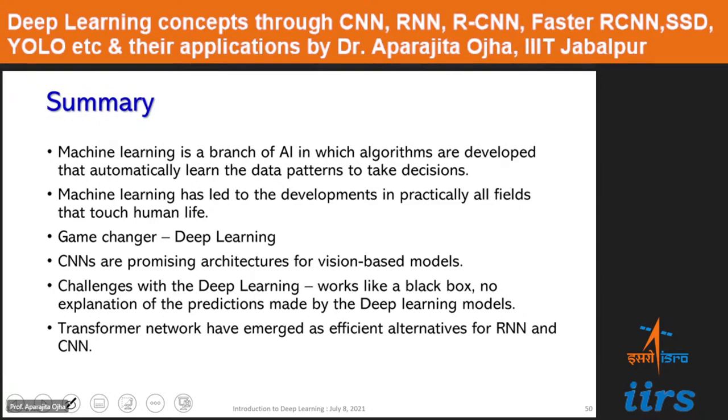More recently, from 2017 onwards, and especially 2019 onwards, in the area of vision, transformer networks have emerged. They are very powerful, lightweight models. They are efficient alternatives to CNN and RNN. And the new direction of research is on explainable AI, where given any prediction, the model not only predicts but also explains.